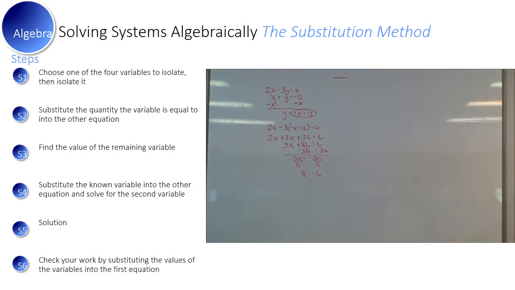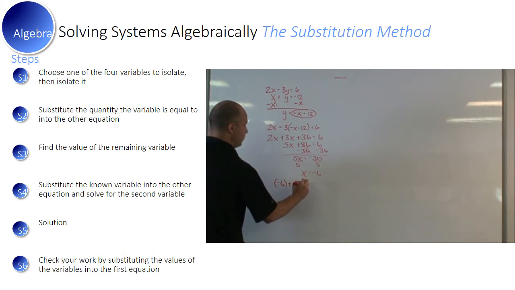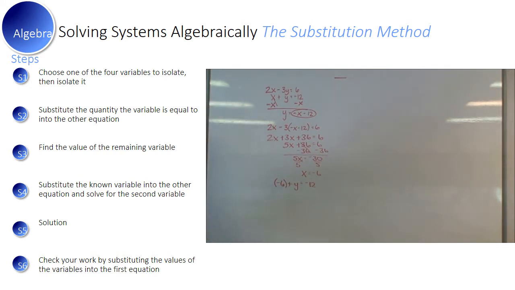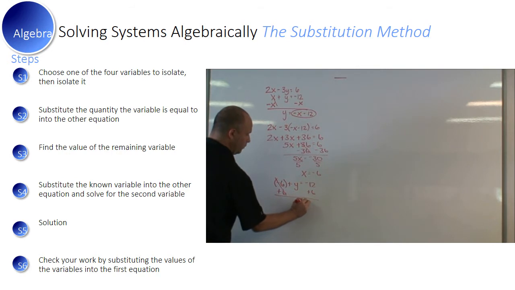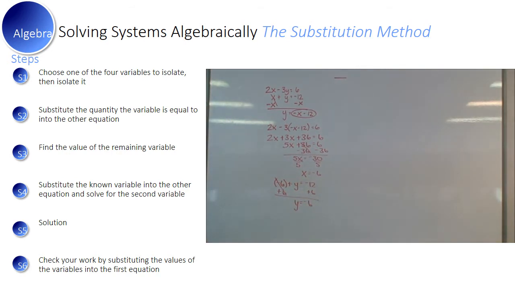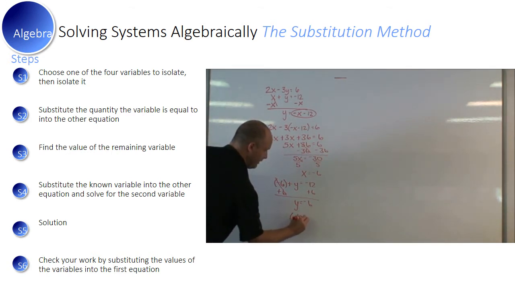Now the next step in the process is to take the known variable, that x equals negative 6, and we're going to put that back into the original equation that we selected. So that was x plus y equals negative 12. So that's going to become negative 6 plus y equals negative 12. Now we isolate the y. In order to isolate y, we have to add 6 to both sides. When we add these 6's, they cancel out. We're left with y equals negative 6. Now that we've got our solution, we know that the solution is negative 6, negative 6.